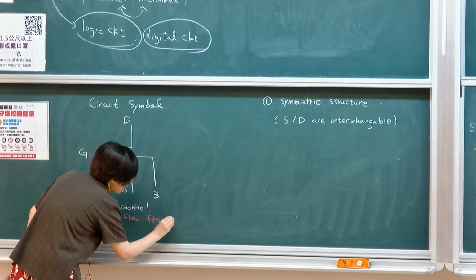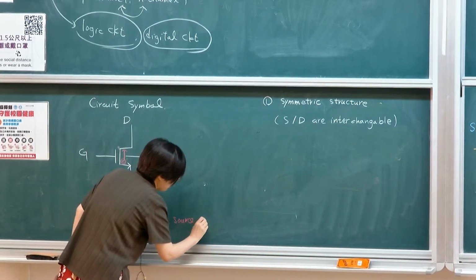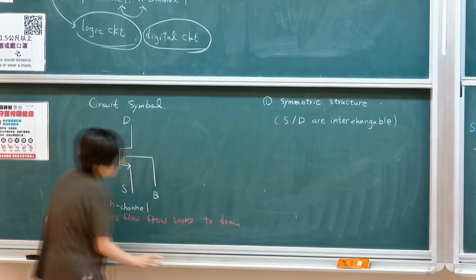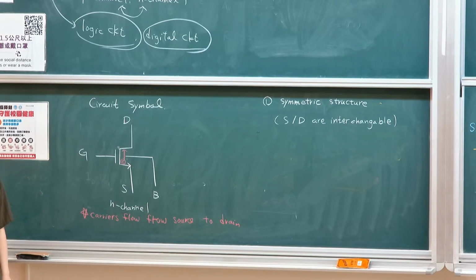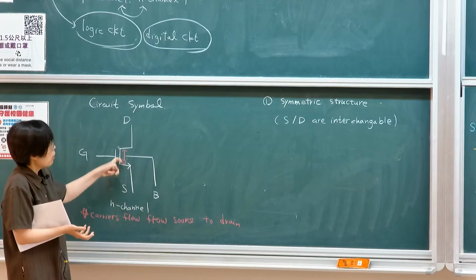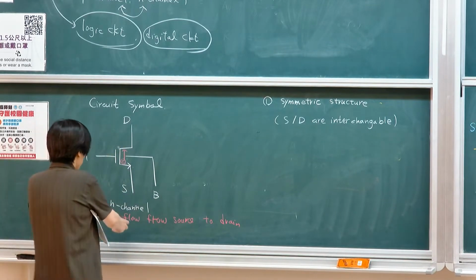from source. There's a reason why we named this the drain. Everyone knows what a drain is. Drain is where you drain the water, right? So your carriers coming out from source are drained out by the drain terminal. So this is for N channel.